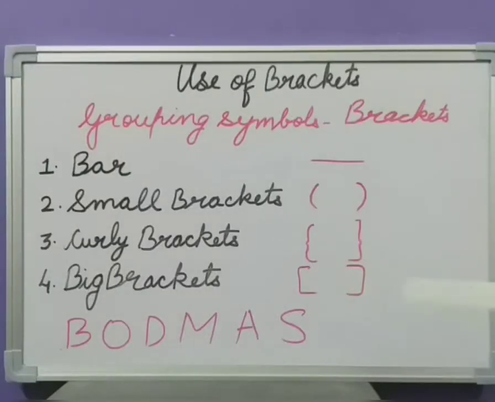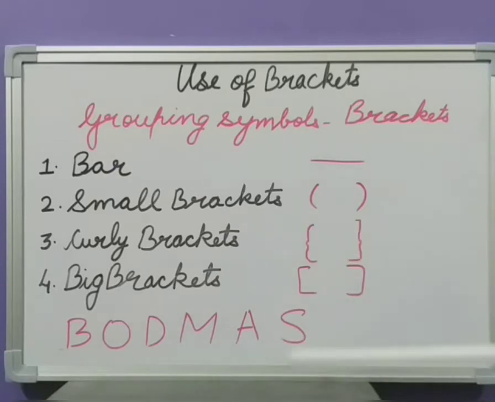After understanding the concept of DMAS, let us learn about BODMAS. Now what is BODMAS? Grouping symbols are known as brackets. When we write some expression with groupings, we call them brackets. Now how to solve these brackets? There are 4 types of brackets. Those are bar, then small brackets like this, then curly brackets, as the name suggests, they are curly, and the big brackets, they are big. So when we solve these expressions, we follow the rules of BODMAS.